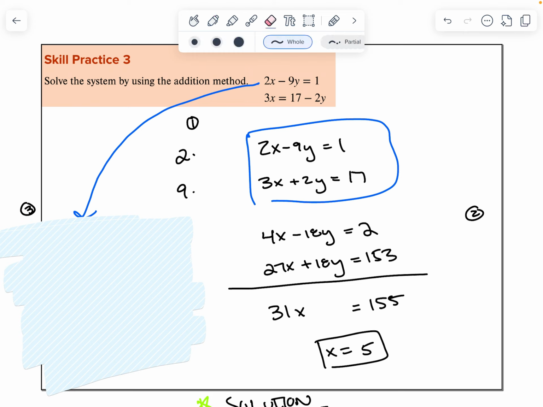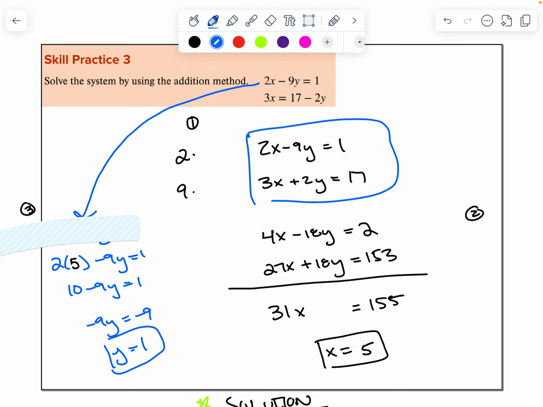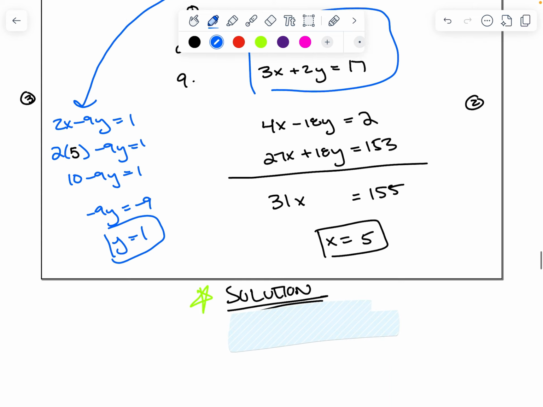Since I know x, I can go back to any equation and sub x back in. I just went back to this equation and subbed x back in and solve and get y equals 1. Even if you multiplied by a different thing, or if you solve by substitution, or if you solve by graphing, any method of solution is going to get you the same exact solution. So my point is 5, 1.